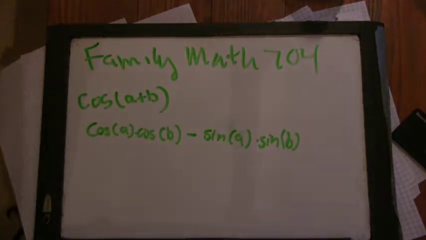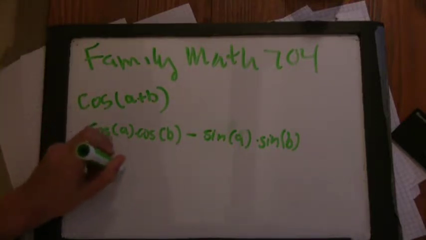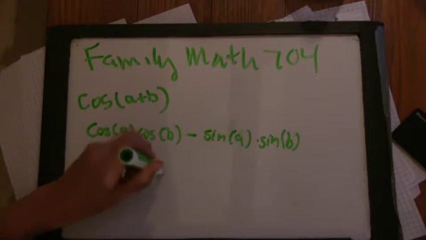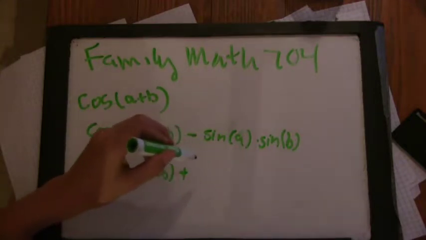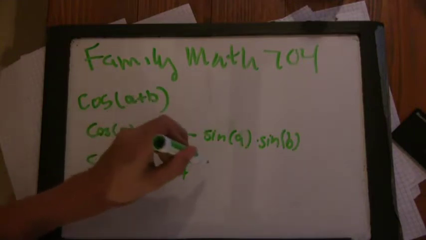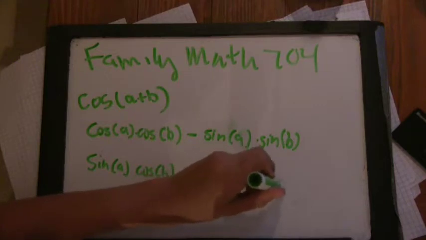Okay, and what is sine of A plus B? That's sine A cosine B. Is this sine of A plus B? Sine of A plus B, yeah. So it's plus sine B cosine A.